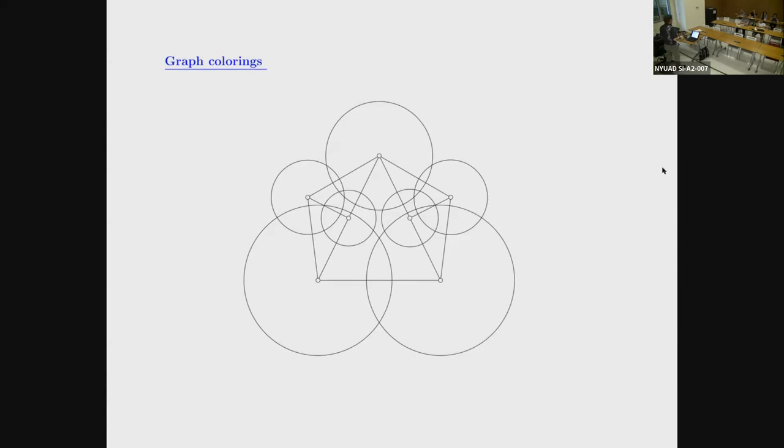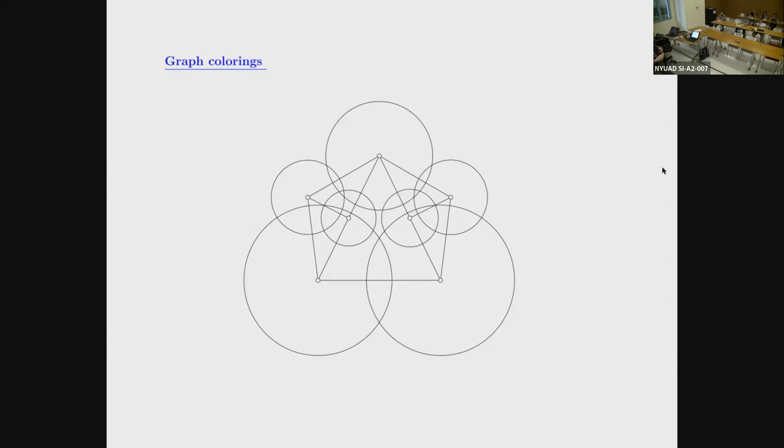Computing the chromatic number of a graph was one of the first problems in the 70s which was proved to be NP-complete. It's an extremely hard problem. Deciding whether the chromatic number is two is simple, but deciding whether it is three is hard. So that's a very elementary question that occurs everywhere, and it's extremely hard to compute the chromatic number, and also to bound it.